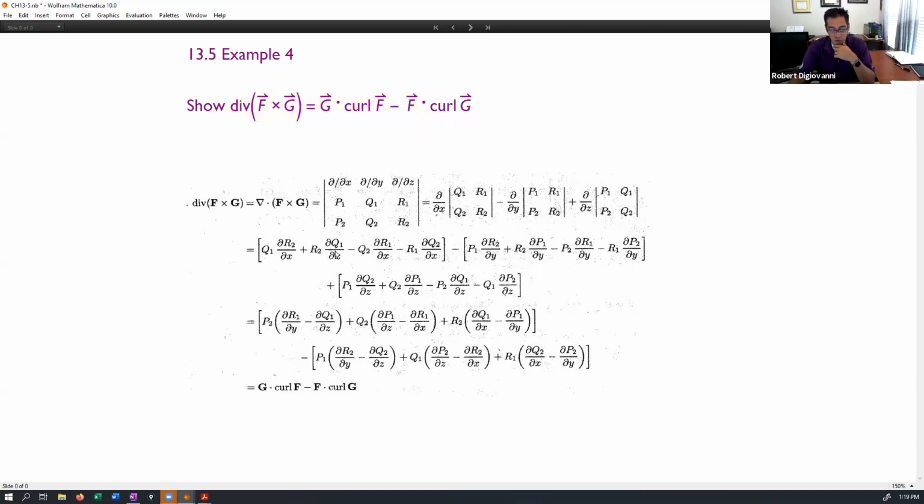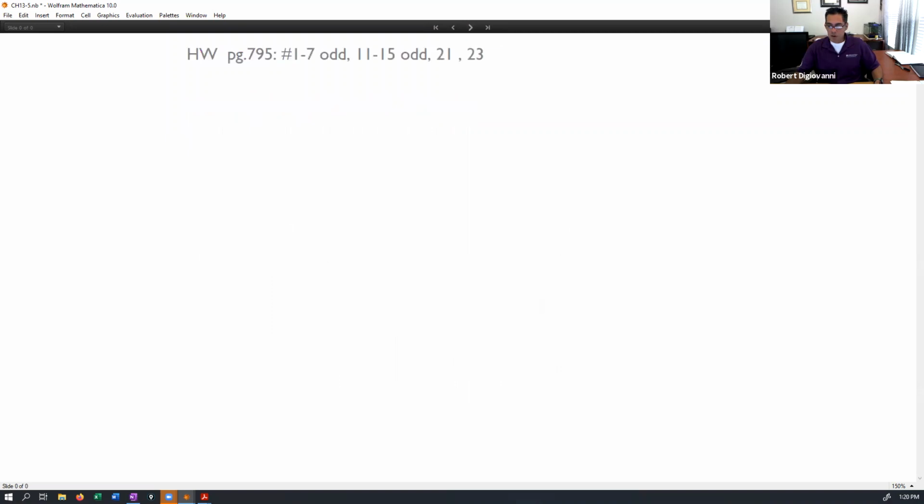And then this is the actual work for it, which I'm not going to go through. I just want you to be aware that there are all these different identities that you can prove that show relationships between div and curl. And they're good exercises, but I don't think they're going to be worth our time. So I'm moving on. All right, that's it for that section. And now we're ready to move into 13.6.